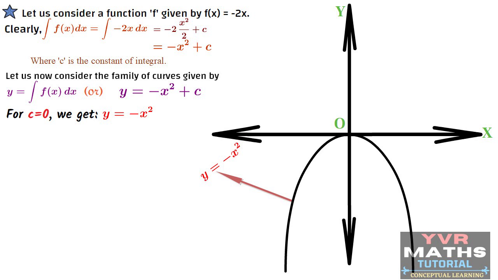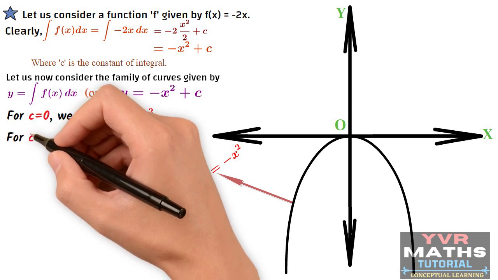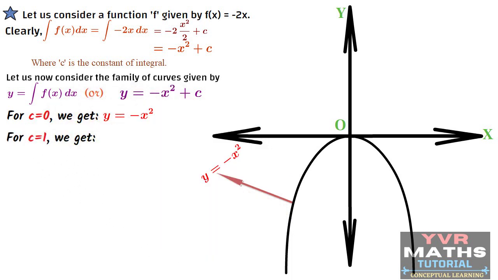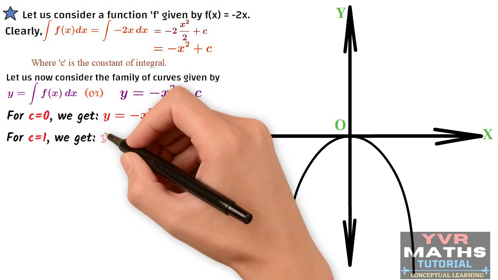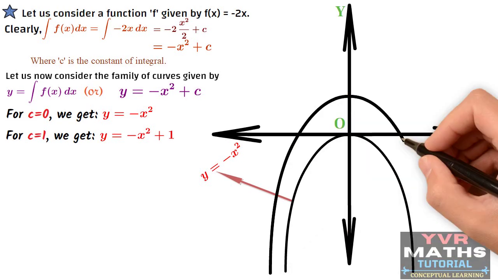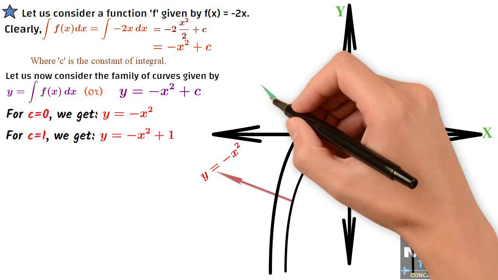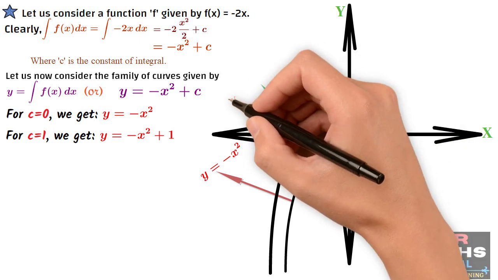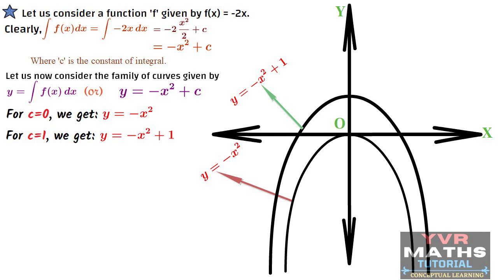Now, I will take one more c value. For c is equal to 1, what is the curve? For c is equal to 1, we get y is equal to minus x square plus 1, which is obtained by shifting the parabola y is equal to minus x square 1 unit in the positive direction of y-axis. So, the graph of y is equal to minus x square plus 1 will be like this. This is y is equal to minus x square plus 1.